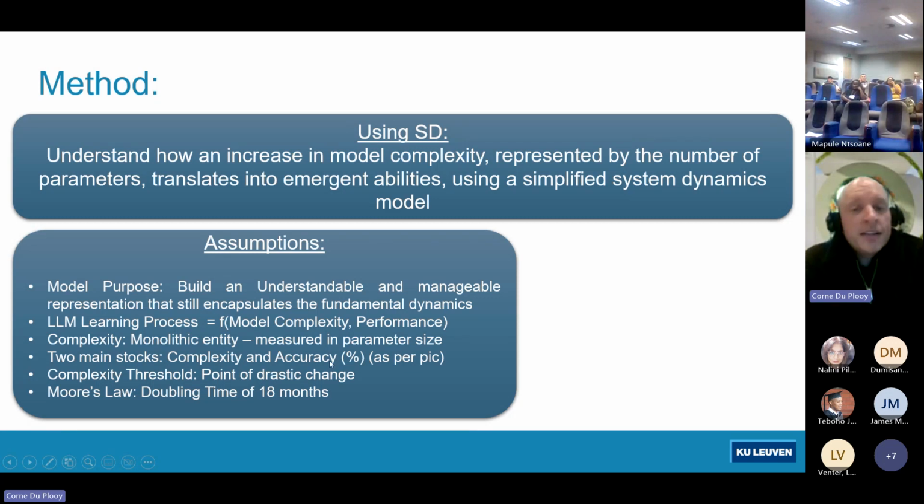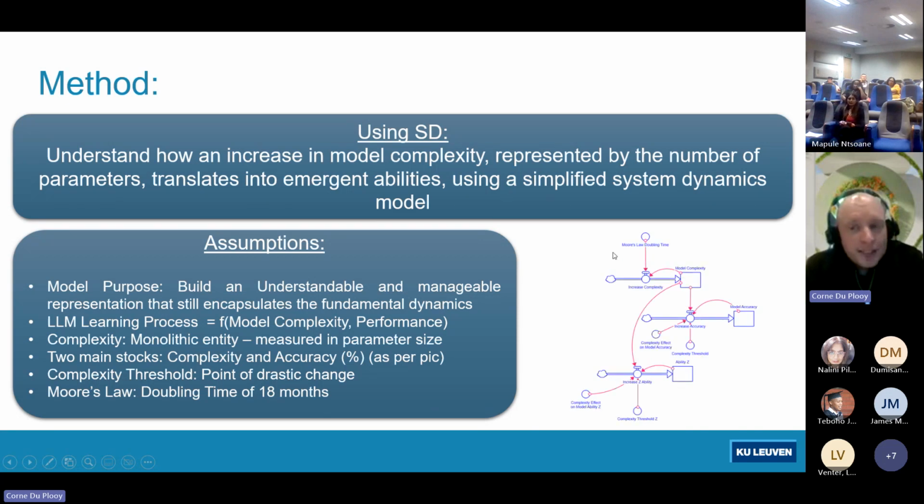And then accuracy is the other stock, that at certain points, the accuracy starts increasing. What came out was the threshold points. At some stage, the complexity starts happening, and that's depending on a complexity effect. And then Moore's law, where every 18 months we see a doubling in computer size or complexity, and we've seen that happen consistently. So this is the very basic simulation.